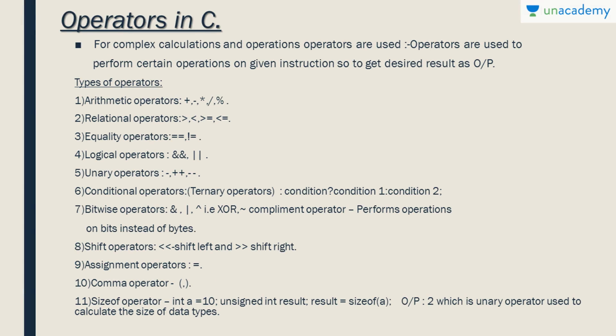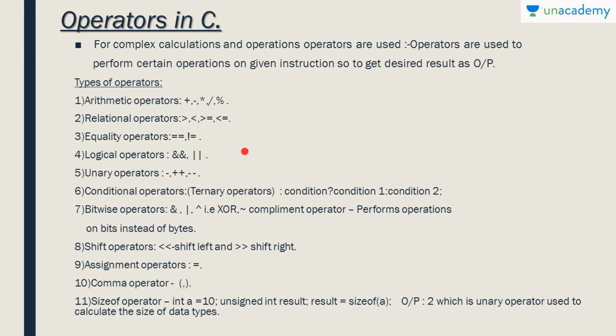Now let's see what operators in C are. We don't have enough time to see what actual operators are, because we will be discussing them completely throughout the whole course. So you must remember this: for complex calculations and operations, operators are used. They perform certain operations on the given instruction to get the desired result as an output. The types of operators are arithmetic operators, that is plus, minus, etc., relational, equality, logical, unary, conditional, bitwise, etc.